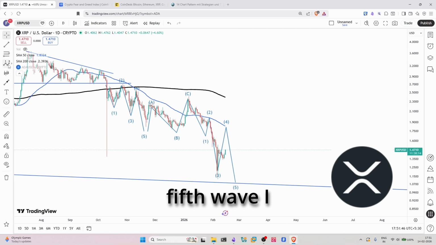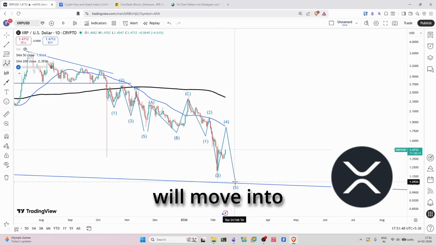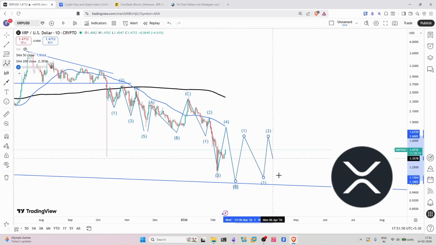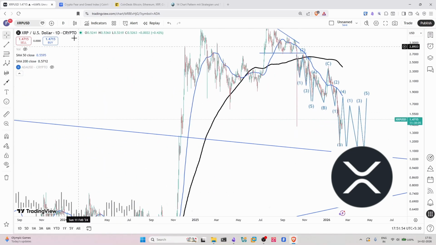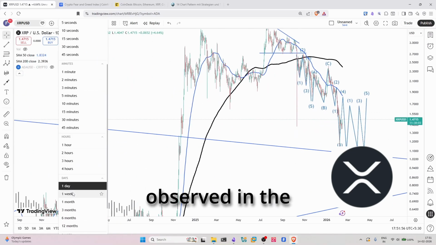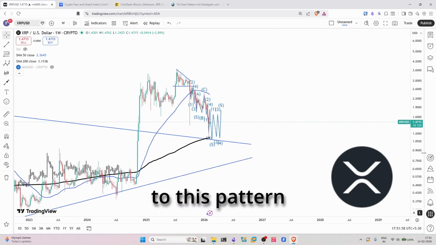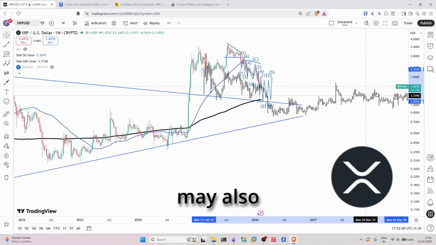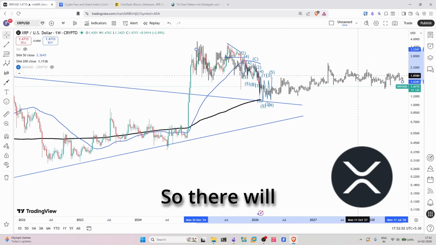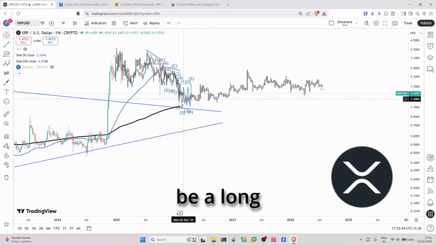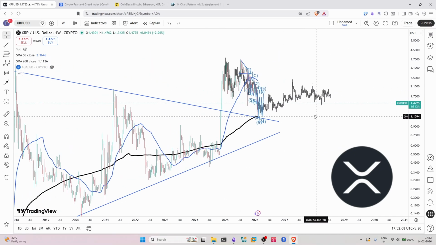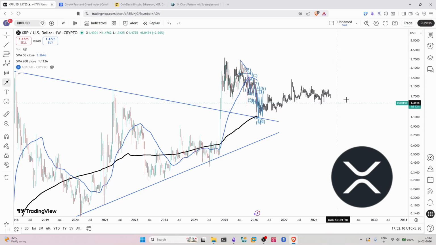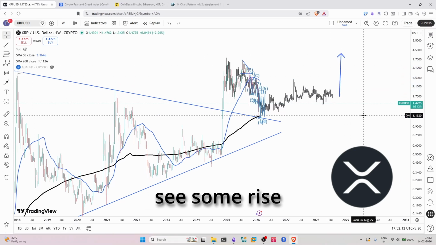After this fifth wave, I believe XRP will move into some accumulation phase. I don't know exactly how it will go, but maybe similar to patterns that we observed in the previous cycle. Similar to this pattern may also happen. So there will be a long grinding that happens, and then we can see some price action.